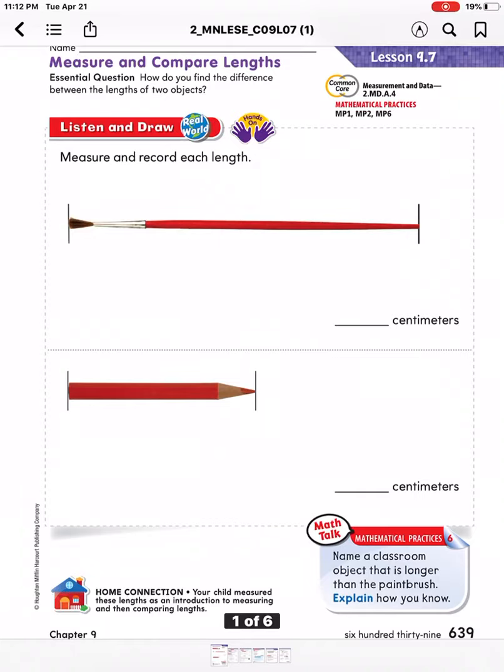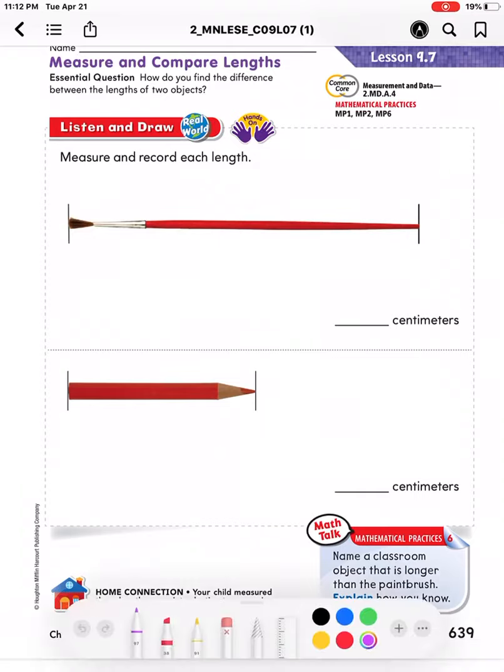Open page 639 and let's start together. The first part, it says measure and record each length. Now here we have a paint brush and a coloring pencil, okay? Now you are going to use your ruler to measure the paint brush and the pencil. Remember that we should put the left end of the object with what? Do you remember? With which number on the ruler?